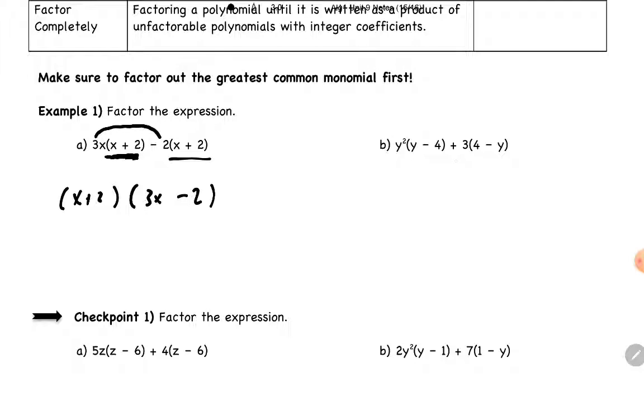Same thing here. They both share a y minus 4. Oh, wait. Something's wrong there. It says 4 minus y. So what's going on here? That looks very similar. Is there anything we can do?